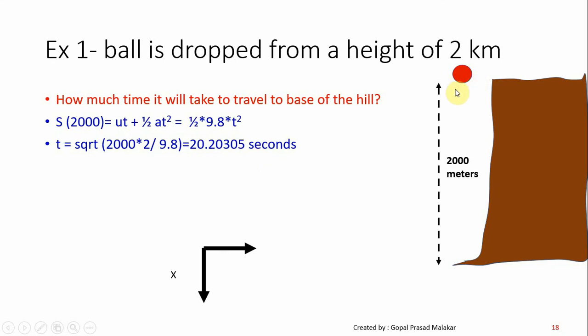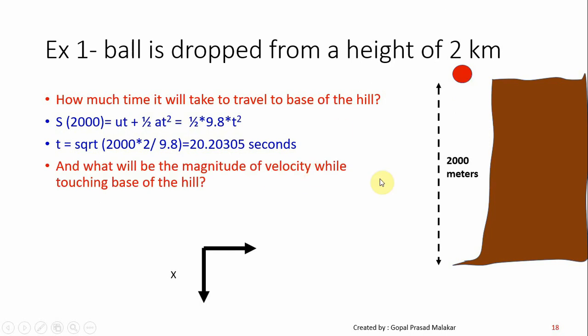So a ball will take 20 seconds to come from a height of 2 kilometers. The complete distance it will travel in just 20 seconds. And how much will be the speed, the magnitude of the velocity while it is touching the ground? It will be u plus at, u is 0, 9.8 into t, 9.8 into this much, it will give you 197 meters per second. So while it is touching, it is traveling slightly less than 200 meters per second. That will be the speed when it is hitting the ground.